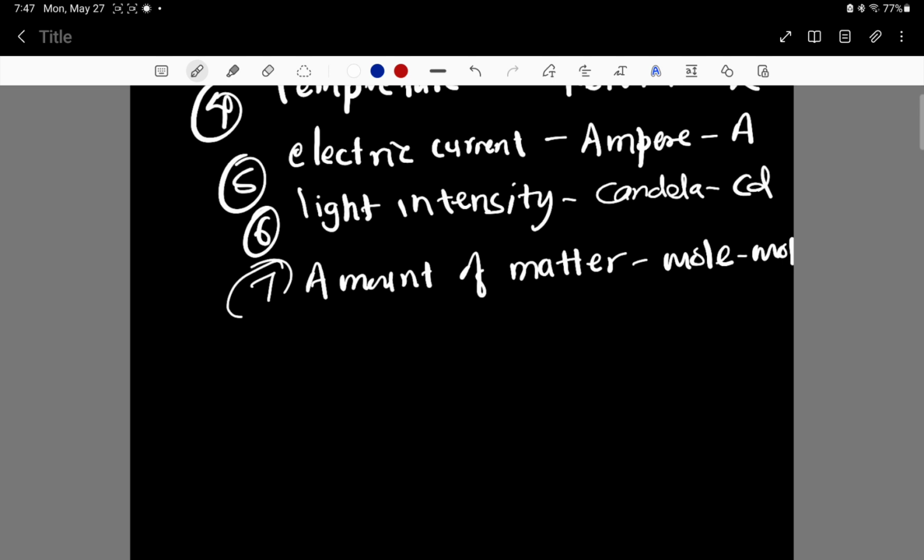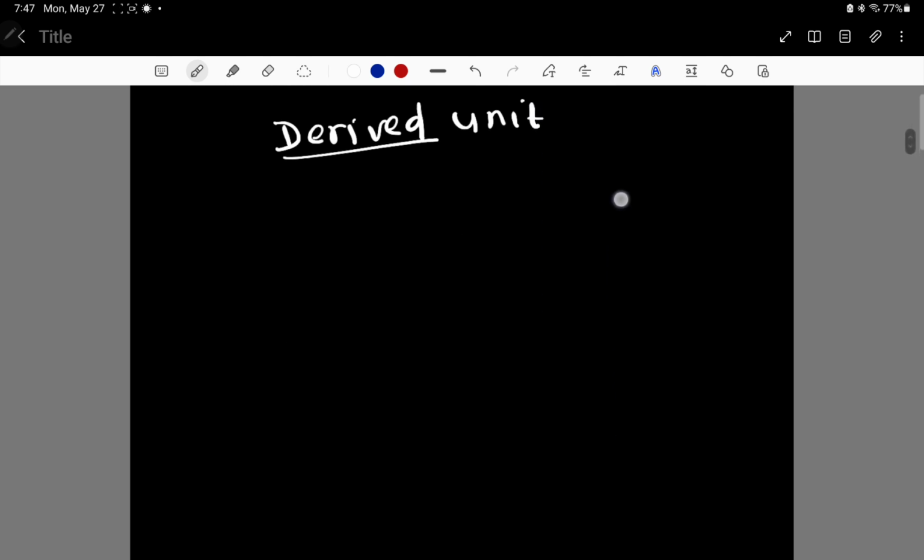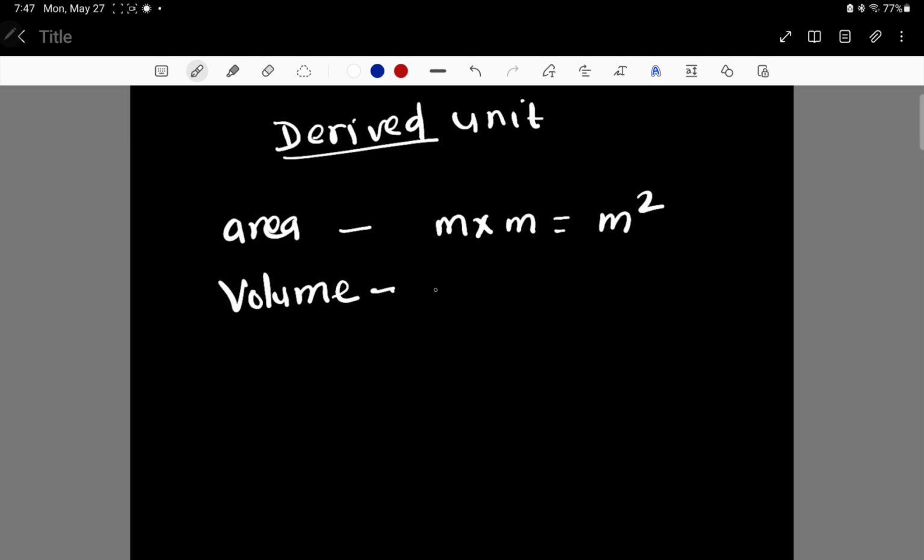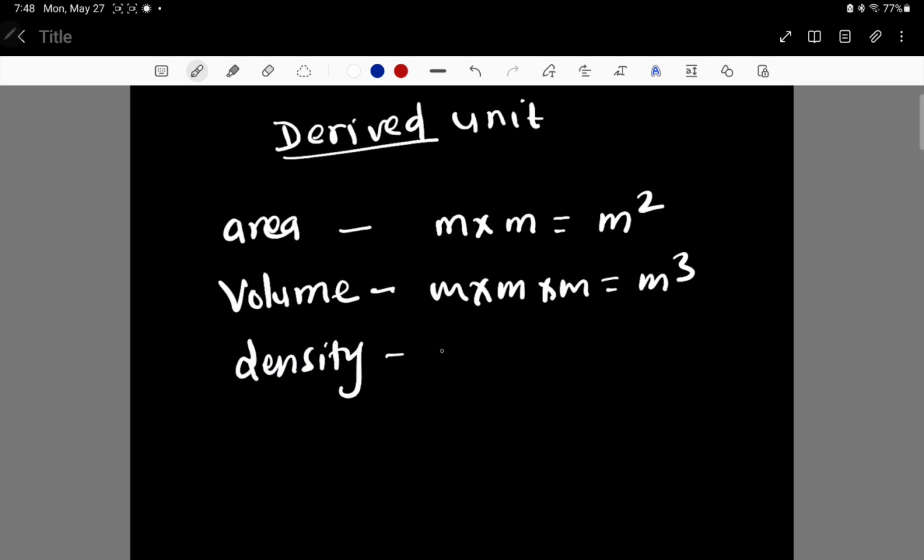All the other units can be composed from these fundamental units, and we call them derived units. So what is a derived unit? For example, if you need some unit for another physical quantity, for example area, you use meter times meter, which is meter squared, right? If you need a unit for volume, you'll be using meter cubed, right? So these are all derived units. Another unit, like density, you'll be using kilogram divided by meter times meter times meter, right? Which is kilogram per meter cubed. So this is the SI unit of density.